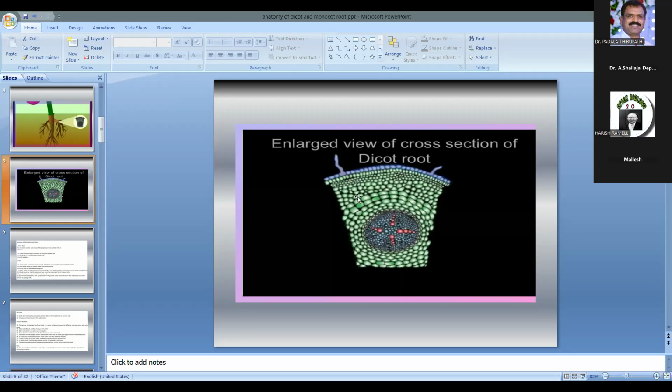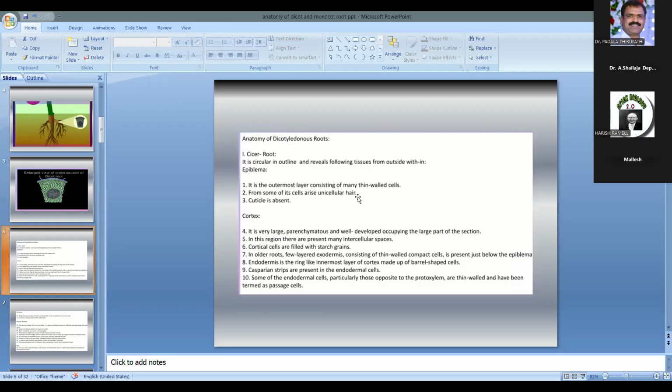So coming to the anatomy of young dicot root, see here. Some example is given, sisal root. In the anatomy of young dicot root, it shows the following characters, that is epidermis. Already you know what that epidermis is. It is the outermost layer, very simple. So I will explain this young dicot root anatomy. First one is the epidermis.